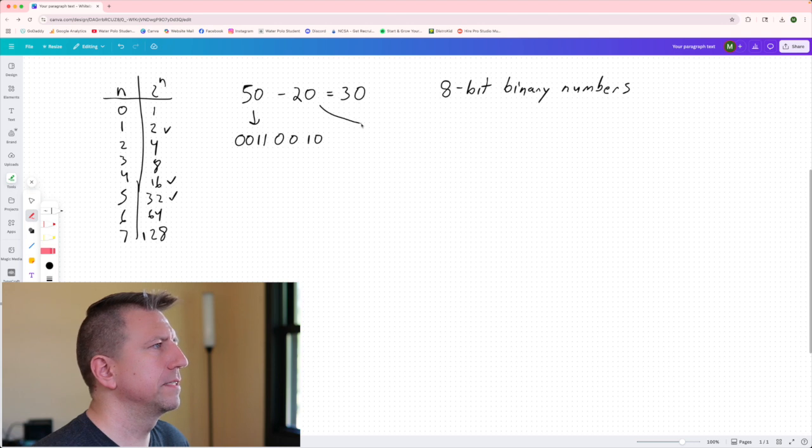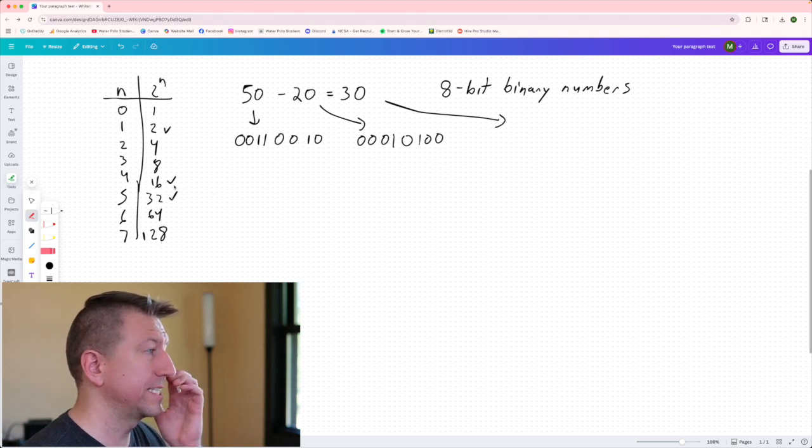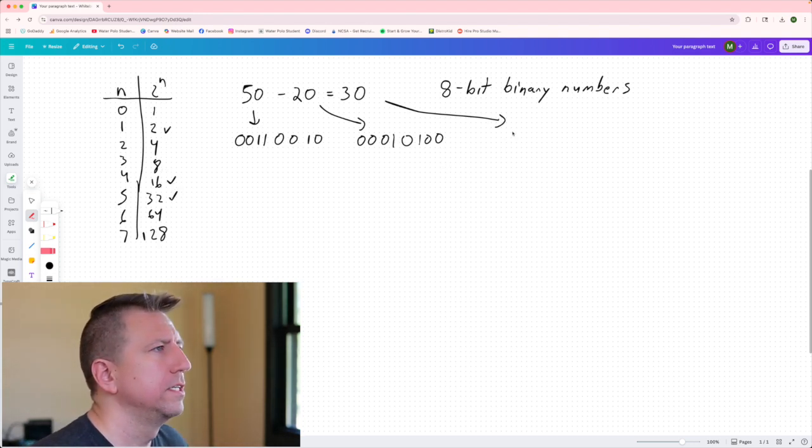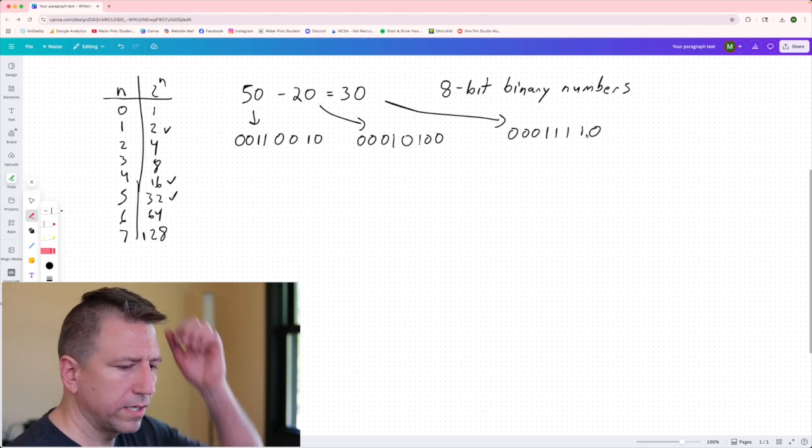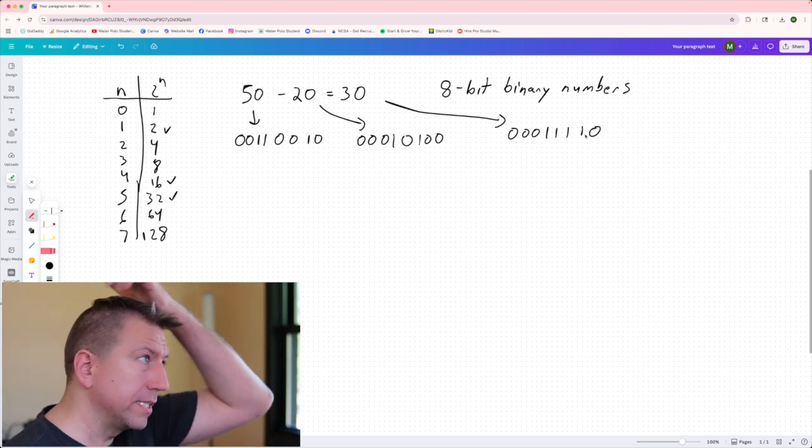And then we have to get -20, but I'm going to start with +20. So +20 needs a 16 and a 4. So this is 0001, 0100. And then we're going to have 30 at the end. So 30 requires a 16, an 8, a 4, and a 2. So those are our three numbers here.